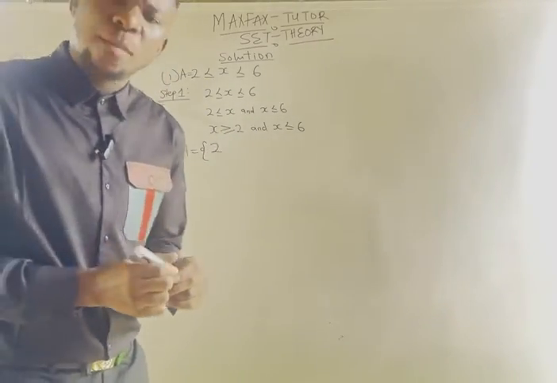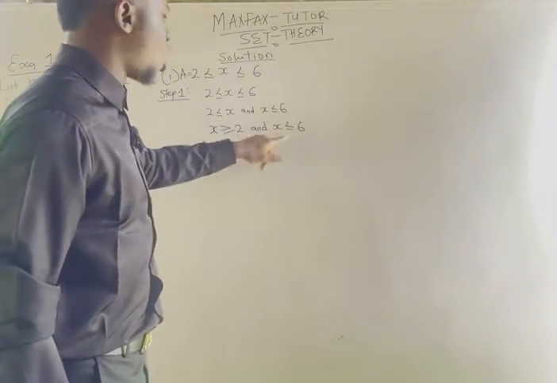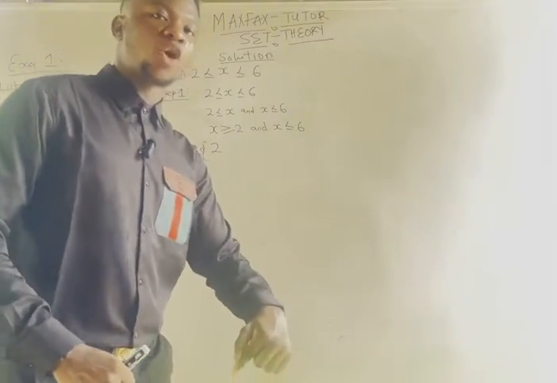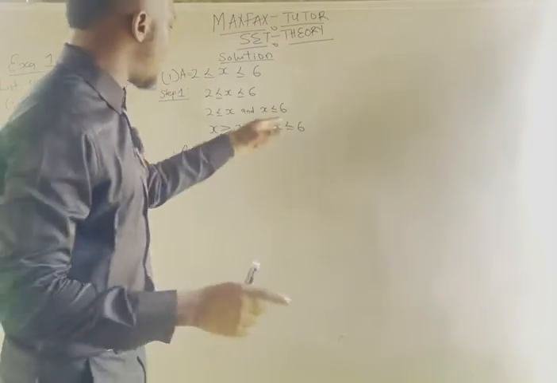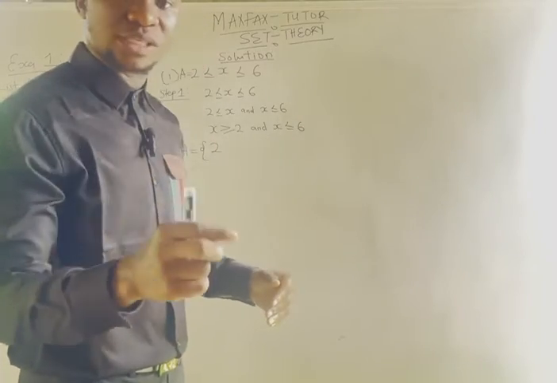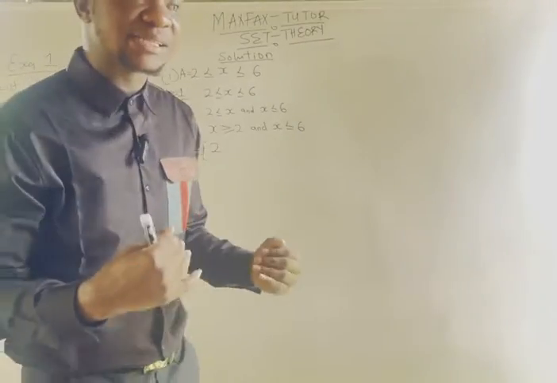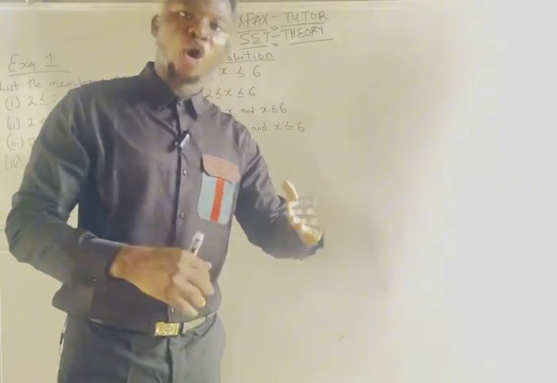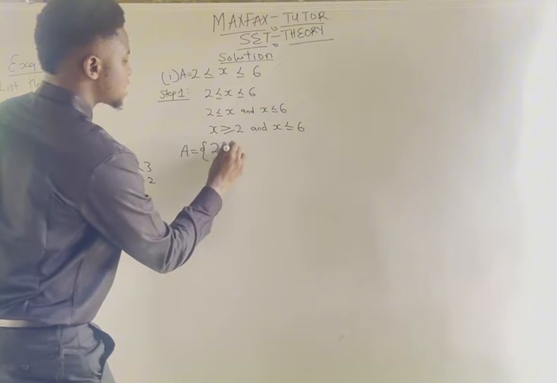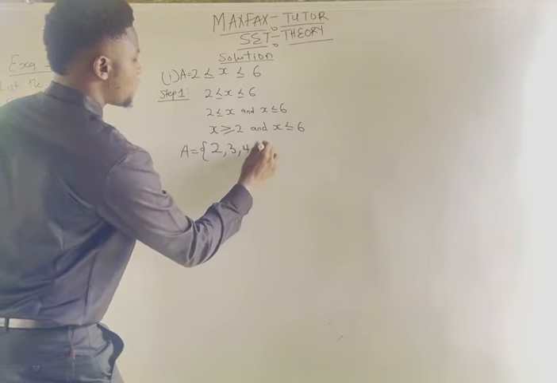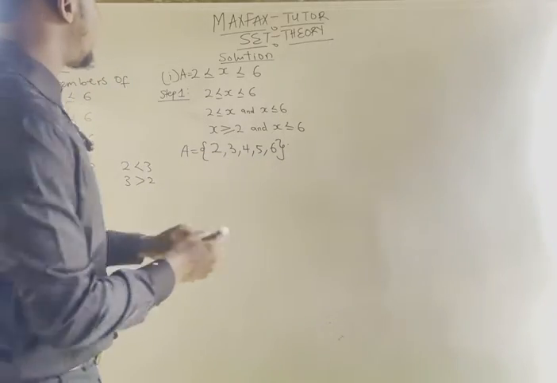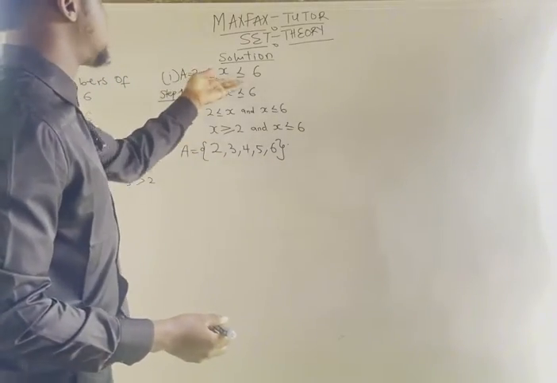Then we are going to stop the listing of this member at a number that is lesser than or equal to 6. Please, which number is lesser than or equals to 6? That's the 6, because they say a number lesser than or equal to 6. So this simply means that we are going to start from 2, 3, 4, 5, 6. So this is the answer, guys. So the listing of the members of this set is this.